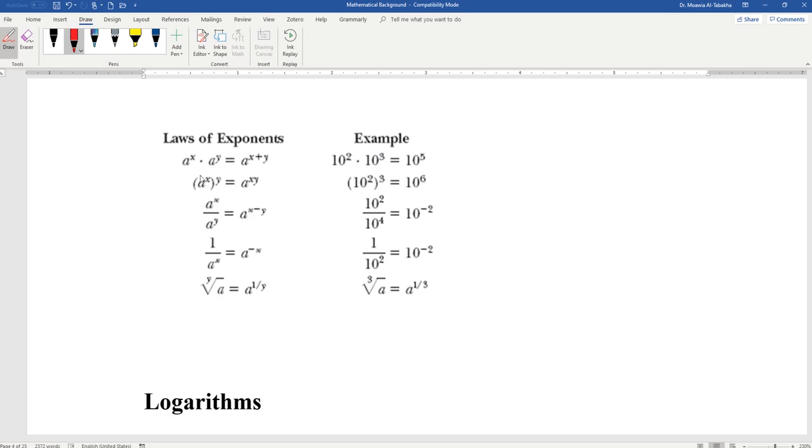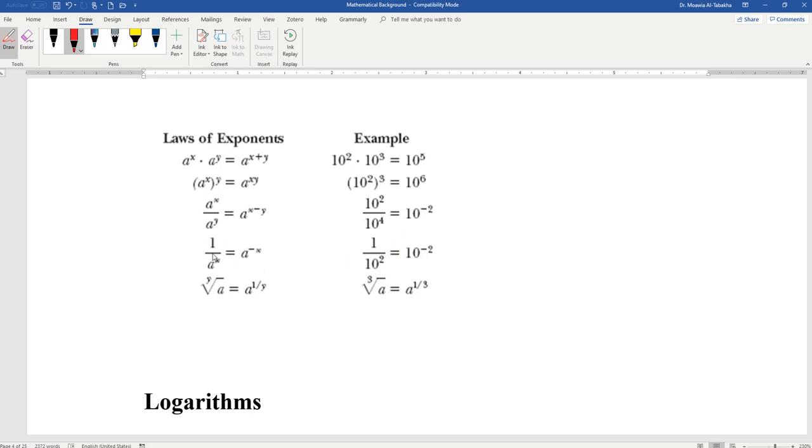Okay, if it is a to the power of x, all to the power of y, in this case it will be a to the power of x times y. For example, 10 to the power of 2, all to the power of 3, will be equal to 10 to the power of 2 multiplied by 3, which is 6, so 10 to the power of 6. Okay, a to the power of x divided by a to the power of y, how does it become? See, in multiplication the powers were added, whereas in division it will be minus. So it will be a to the power of x minus y. For example, 10 to the power of 2 divided by 10 to the power of 4 is 10 to the power of 2 minus 4, which is minus 2.